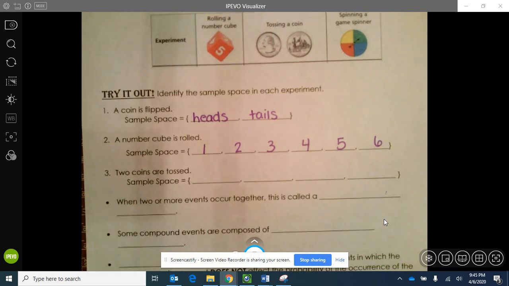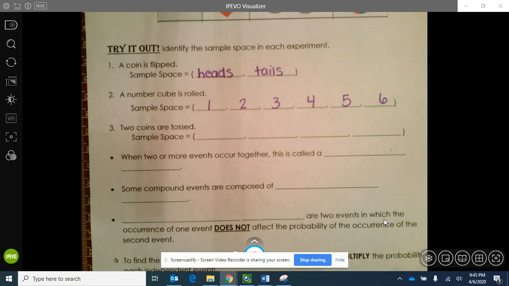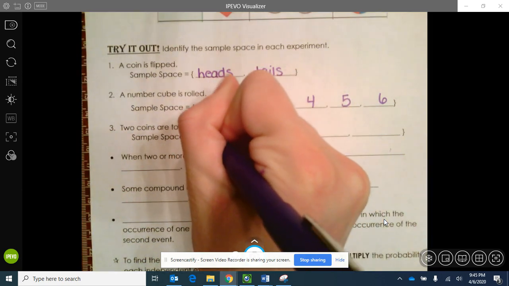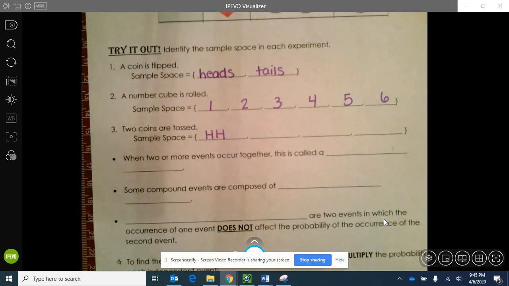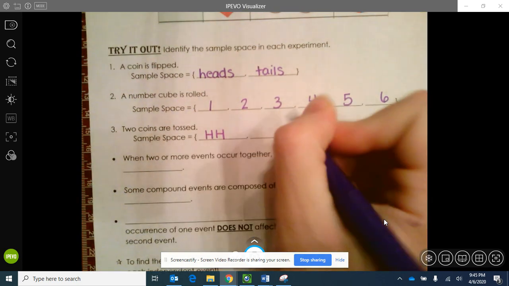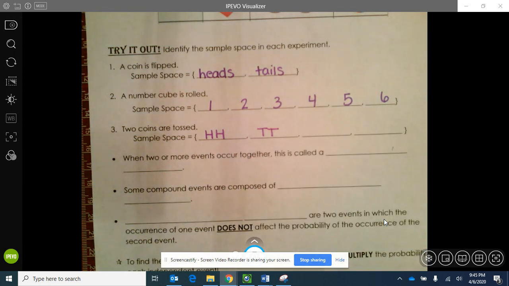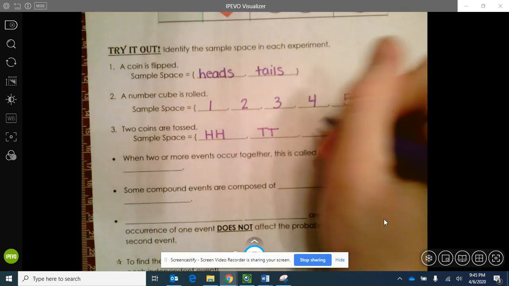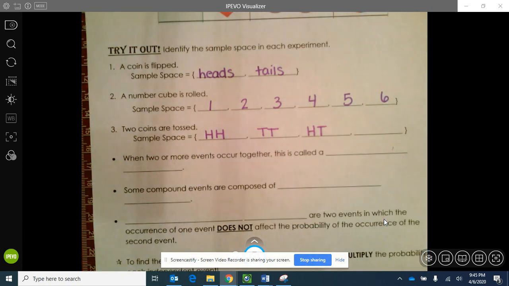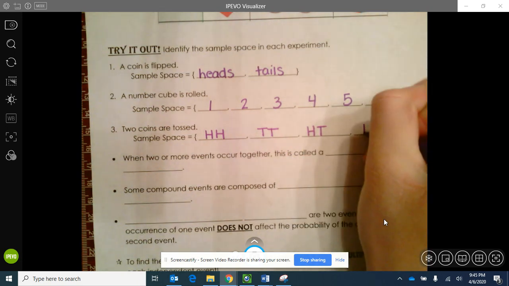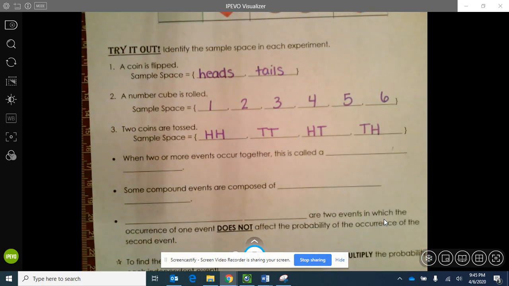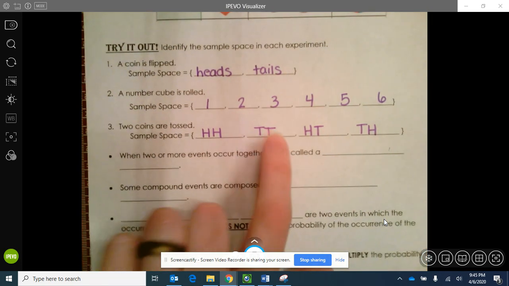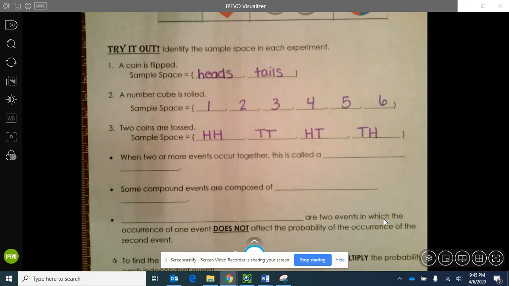All right, let's take a look at number 3. Two coins are tossed. So this time we're taking a look at not just one coin being tossed, but two. So think about the ways that those coins could land. I could get heads on the first coin and heads on the second coin. I could get tails on the first coin and tails on the second coin. I could get heads on the first coin and tails on the second coin. Or I could get tails on the first coin and heads on the second coin. So that gives me 1, 2, 3, 4 possible outcomes. And these possible outcomes make up my sample space.